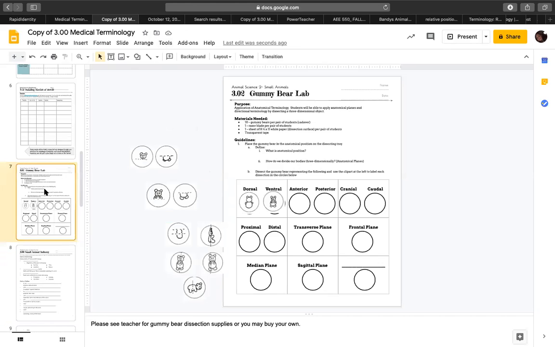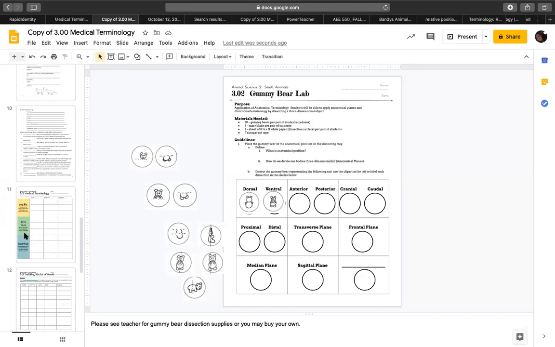Any questions on that? And how to do that? Okay. And we'll go over it more tomorrow and see if y'all were able to get the right answers.